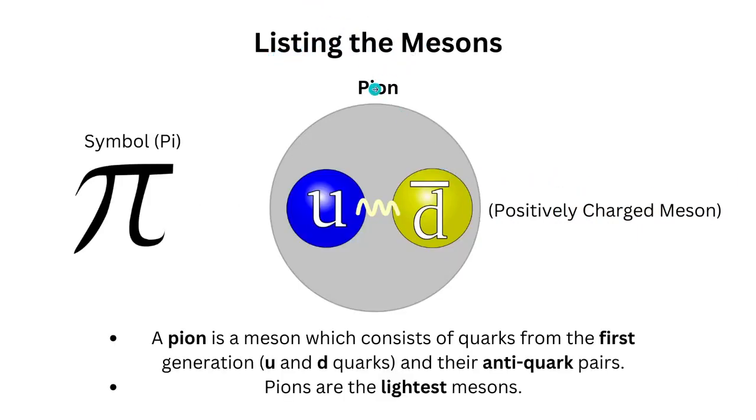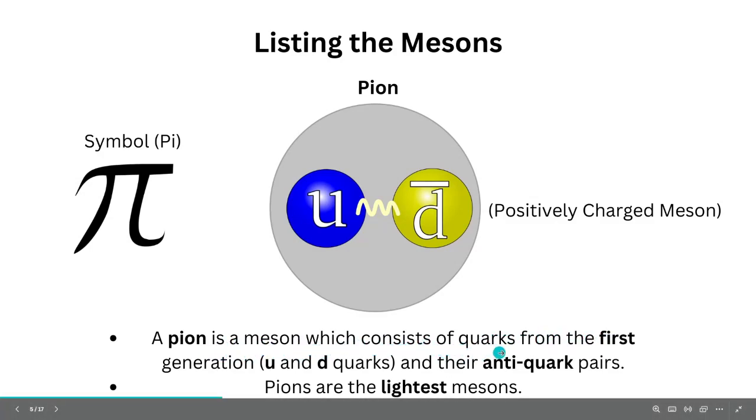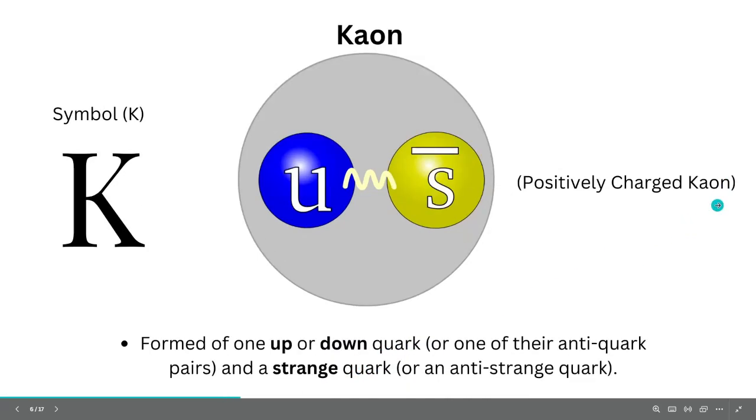Listing mesons. First up is the pion. Symbol is pi, and this is an example of a positively charged meson, or pion. A pion is a meson which consists of quarks from the first generation, up and down quarks, and their anti-quark pairs. Pions are the lightest mesons.